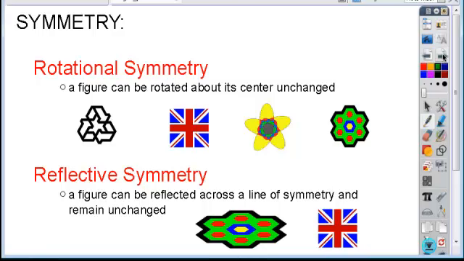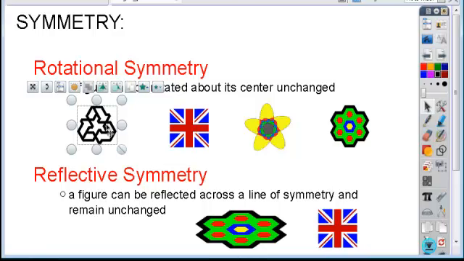A figure, or any element, can have rotational symmetry as long as it can be rotated about its center and map back onto itself perfectly before it completes a full rotation. Okay, so if we took this little recycle symbol here, can we take this symbol and rotate it so that it maps back onto itself before it completes a full rotation? Yeah, so we want to figure out how many times we can do that.